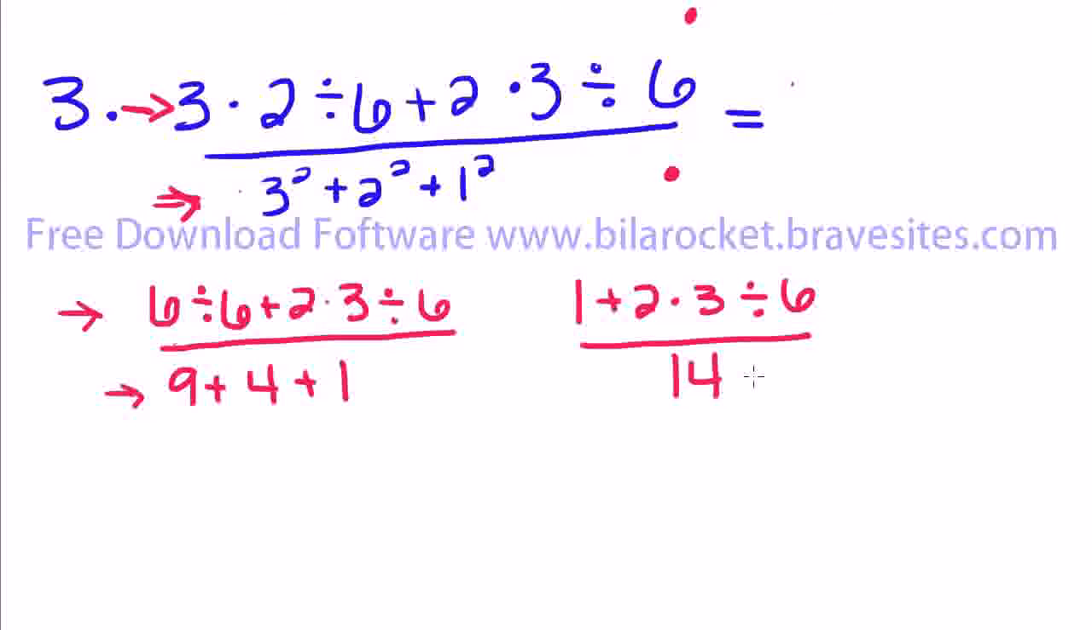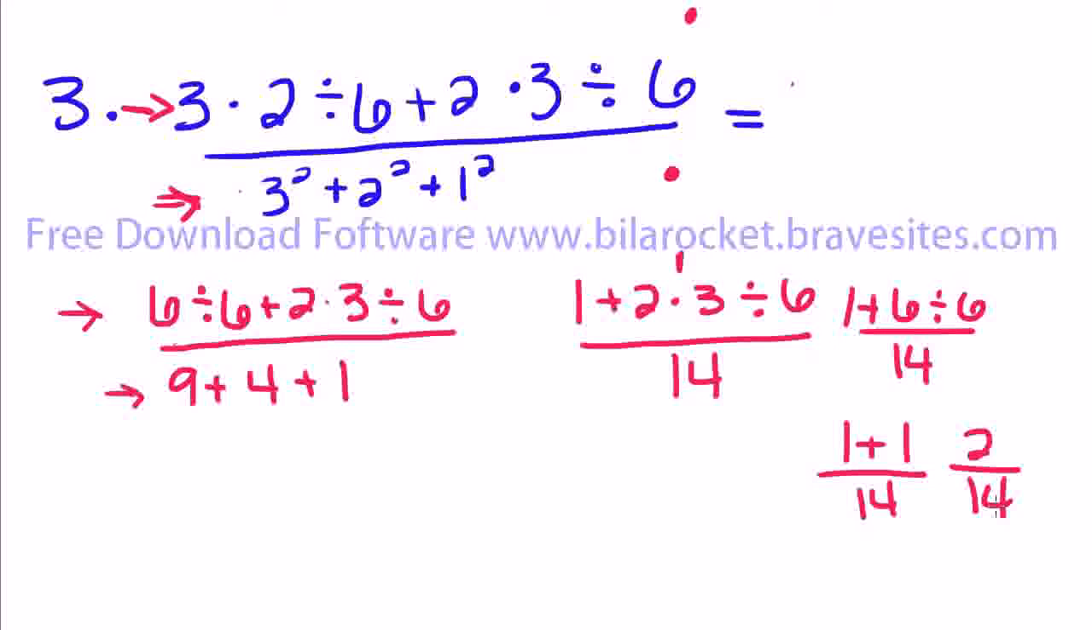Now I still got some work to do on the top. I can't finish this completely yet. So I'm still on multiplication and division. The next thing that shows up is multiplication. So 2 times 3, which is 6, divided by 6 over 14. We're still on multiplication and division, and we're going to get 1 plus 6 divided by 6, which is 1, over 14. If we do our last step on the top, which is addition, we're going to get 2 over 14.